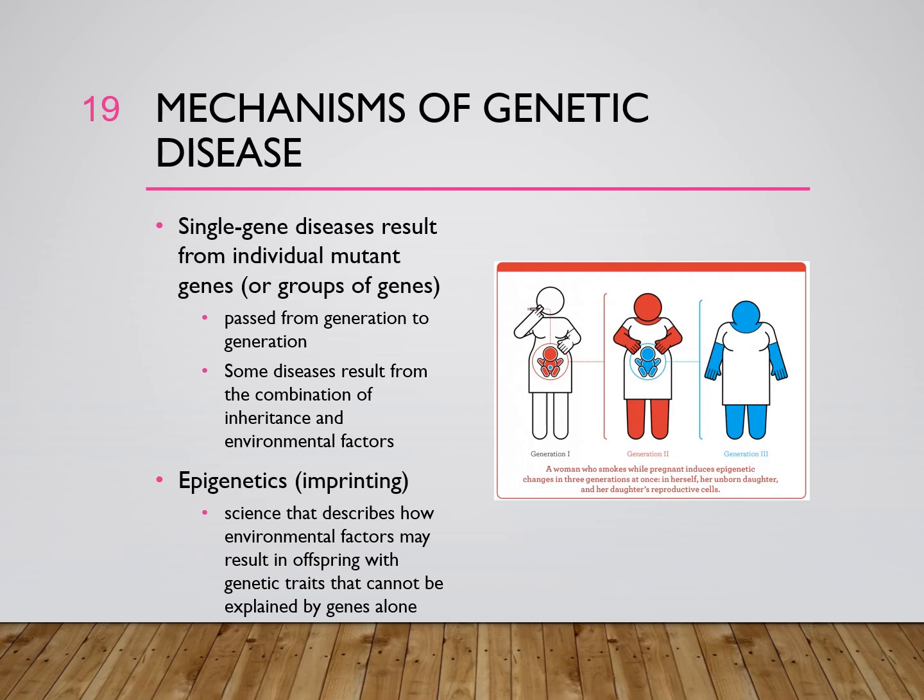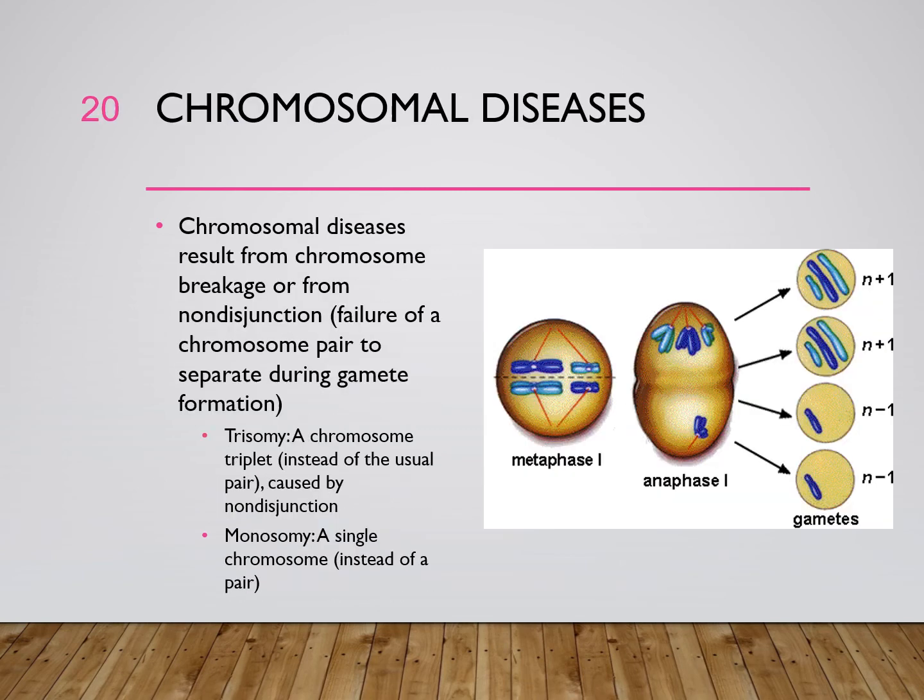sometimes it's not just a gene that is the factor in causing some sort of disease. It could be a combination of genes and our environment. And when that's the case, we use epigenetics to explain that. It's the science that describes how environmental factors might result in some sort of genetic trait that really can't be explained by genes alone. So chromosomal diseases result from chromosome breakage or from non-disjunction, and that means failure of a chromosome pair to separate during gamete formation.